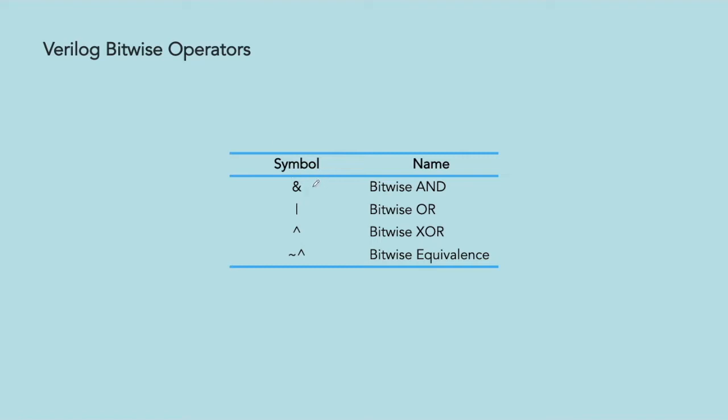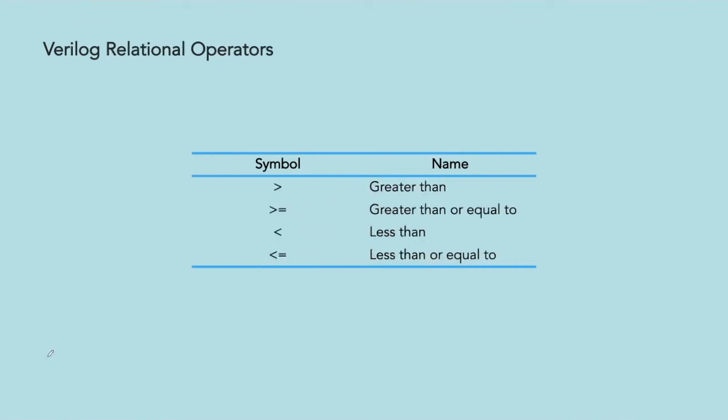This symbol ampersand is for bitwise AND. This symbol vertical line is for bitwise OR. This symbol is for bitwise XOR. And finally, this symbol is for bitwise equivalence. The following operators are used to compare two numbers, and they return a logic 1 when the comparison is true and logic 0 when the comparison is false.